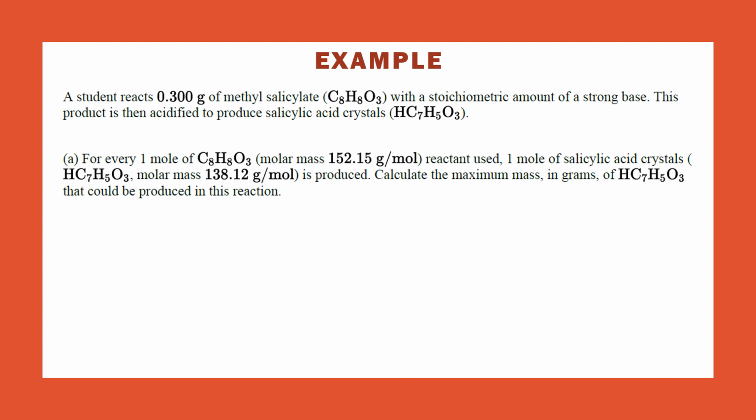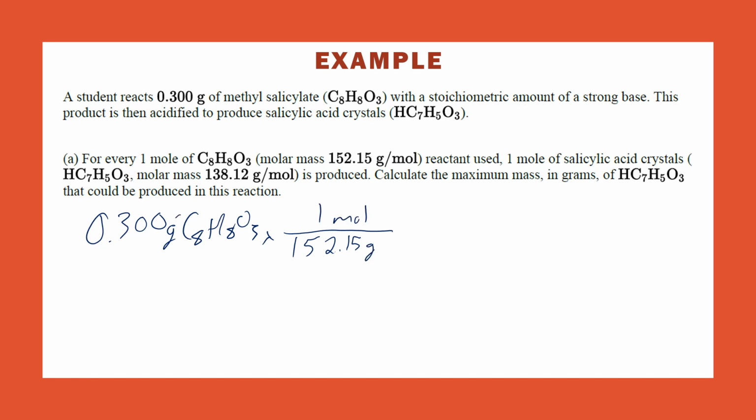So this is a stoichiometry question, 0.300 grams of the C8H8O3. They gave us the molar mass, which was super nice. Always, whenever you see grams, change it to moles. And then they told us that it was a 1-to-1 relationship there. So for every 1 C8H8O3, we make 1 HC7H5O3.